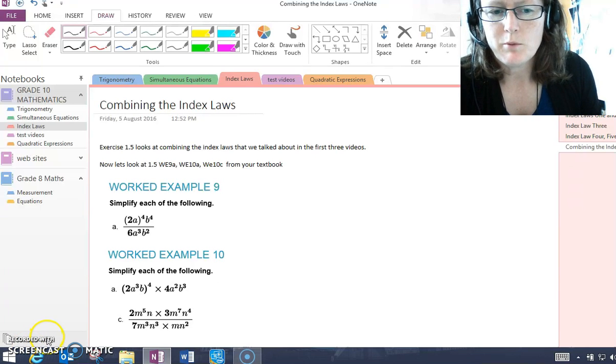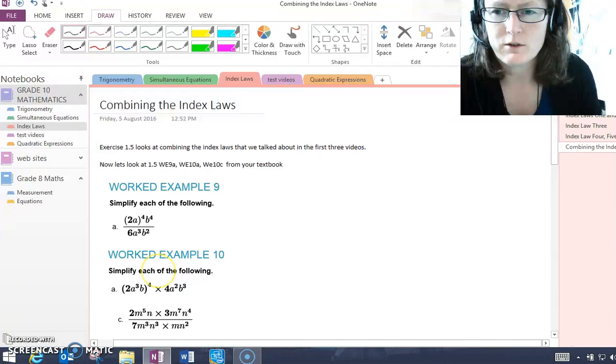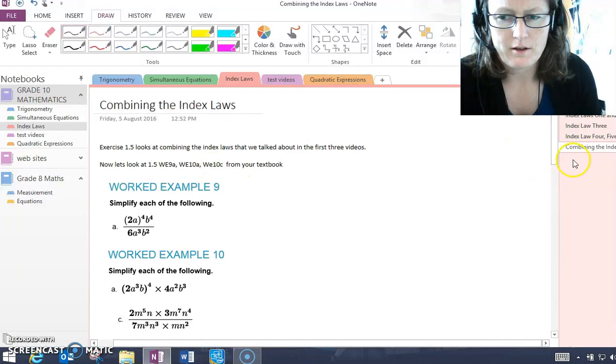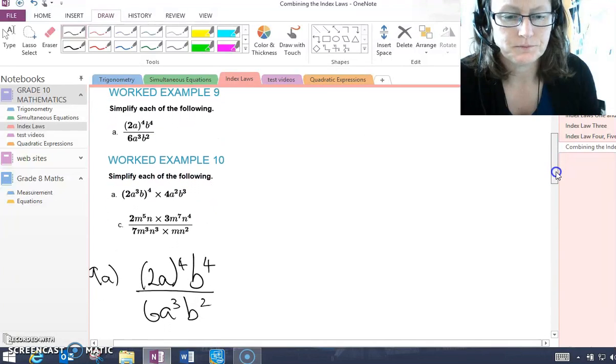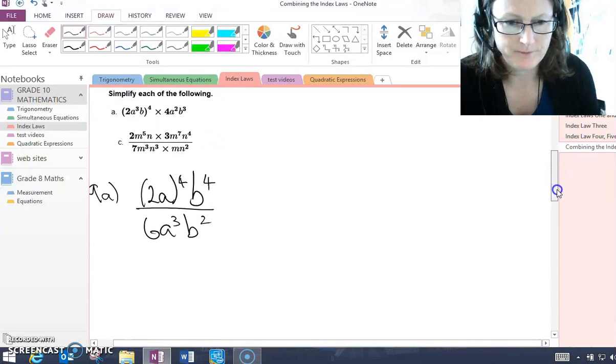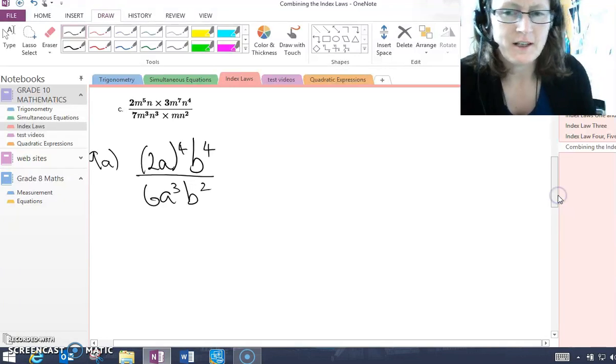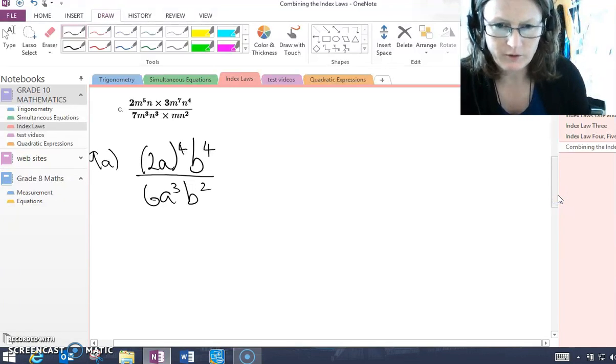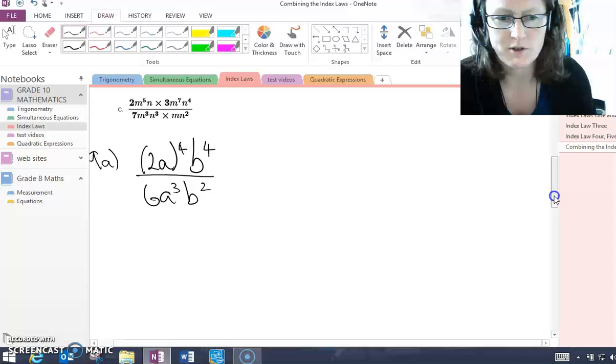Okay, exercise 1.5 looks at combining the index laws we talked about in the first 3 videos that you've already watched. We're going to look at worked example 9a, 10a and 10c from your textbook. Okay, with worked example 9a, it's written here. So let's see how we can combine everything that we know to work out the solution to this problem.